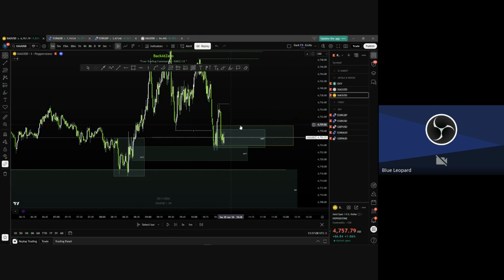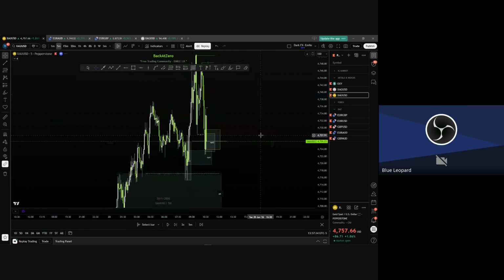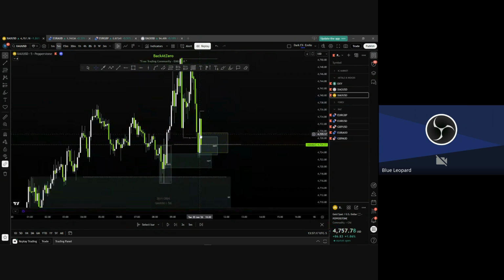Now, look at this. I marked this in yellow. Why? Because some people, we still have the reflex to mark the M5. You see here after this, you have the M5 that formed after touching this M5 again also.